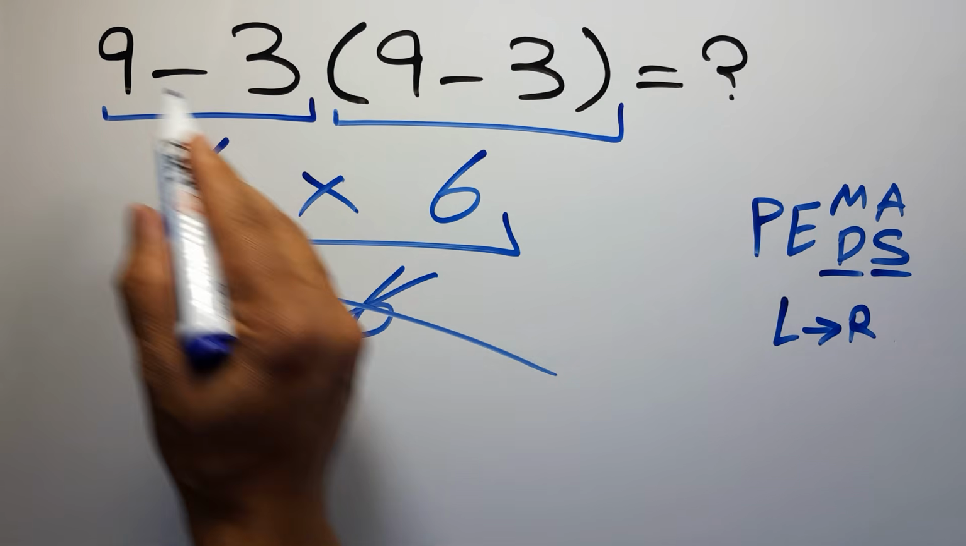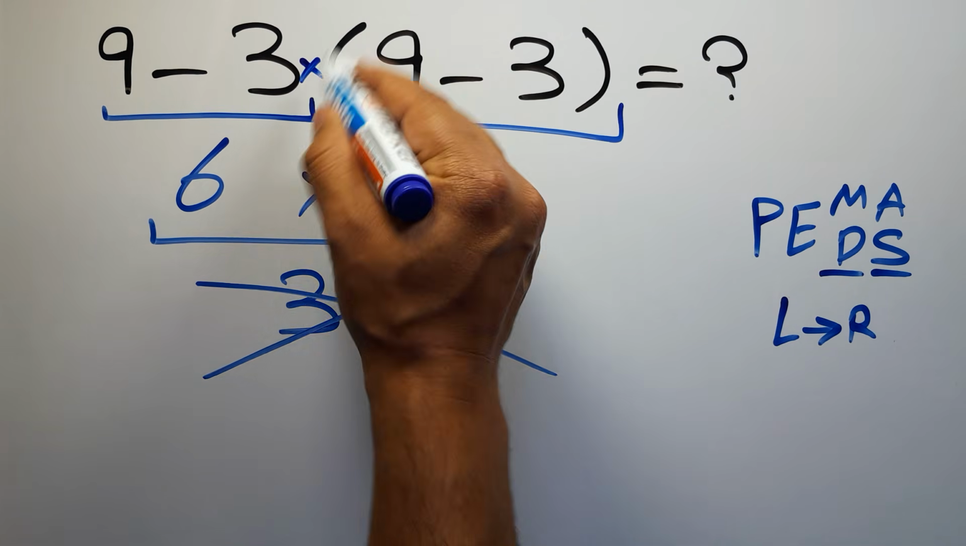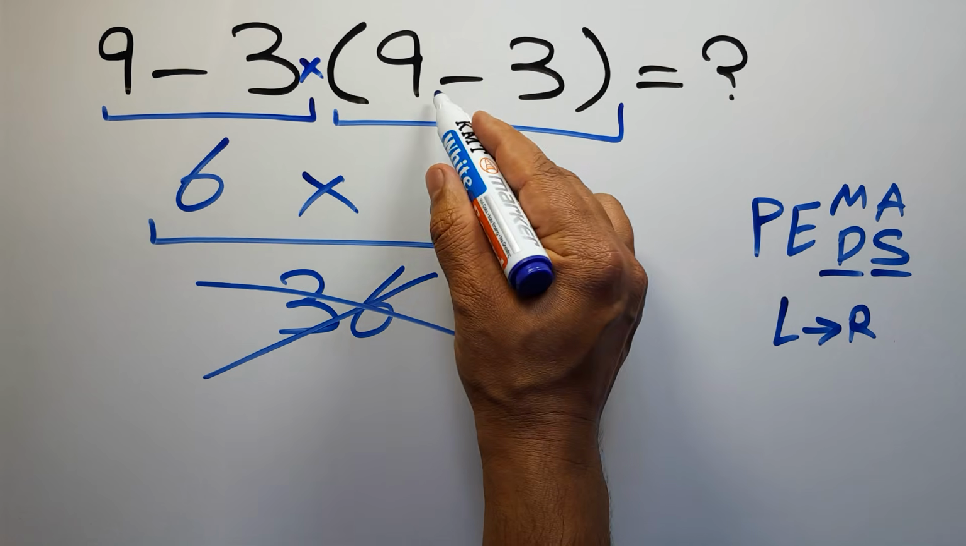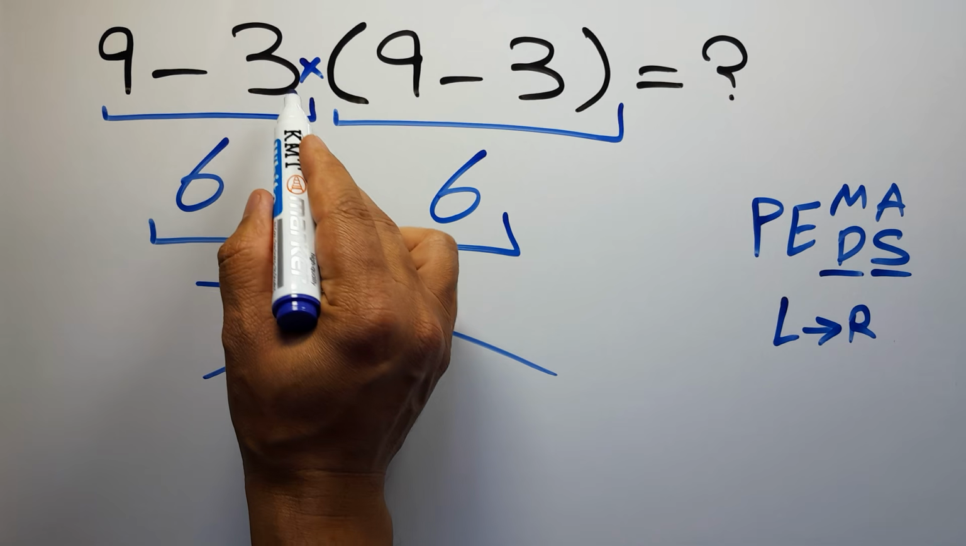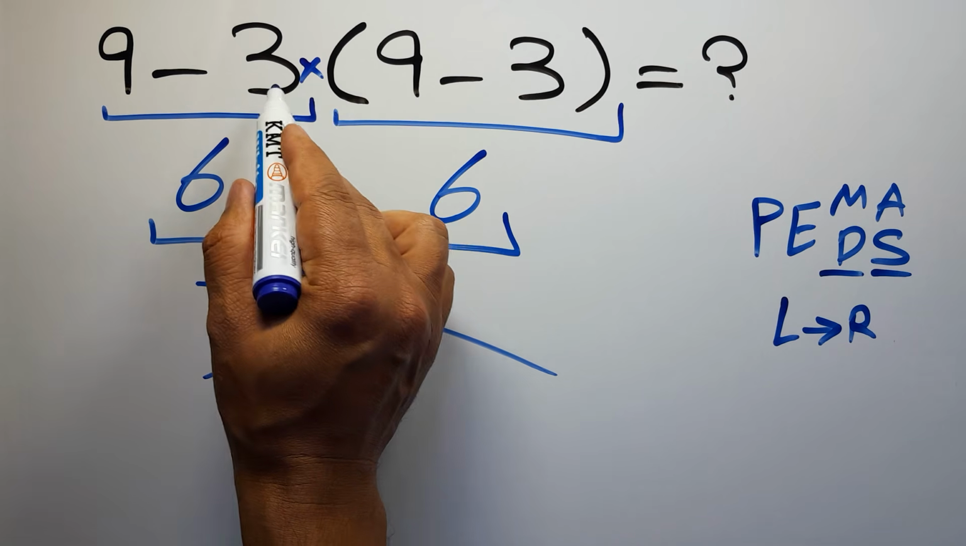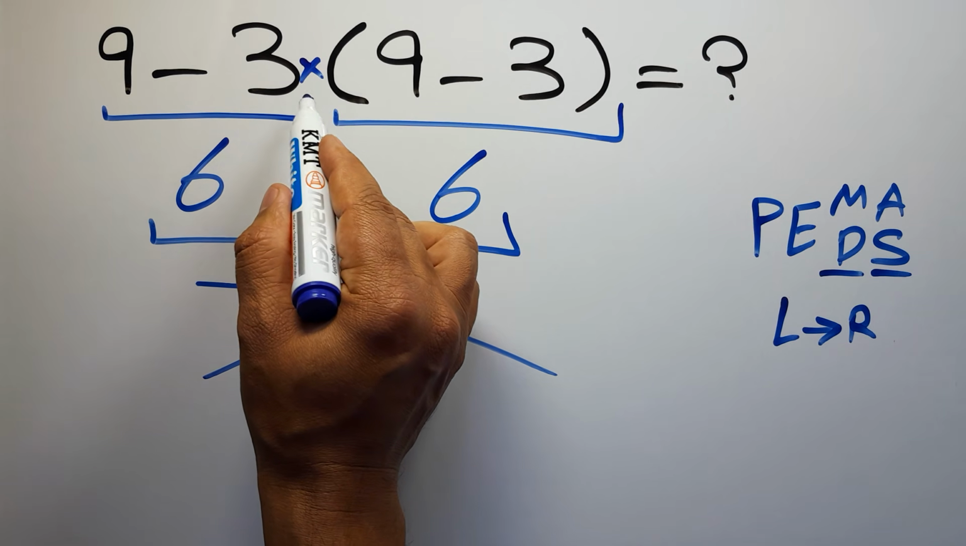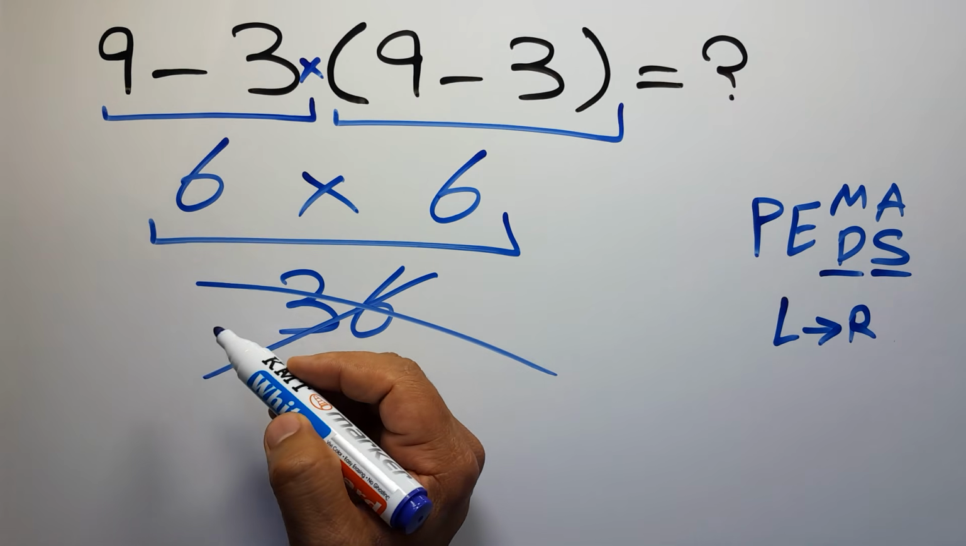In this expression, we have one subtraction, one multiplication, and one parentheses. Inside this parentheses, we have one subtraction. Here we have a multiplication because in mathematics when a number is placed next to parentheses it means multiplication, and we usually don't write the multiplication sign for brevity.